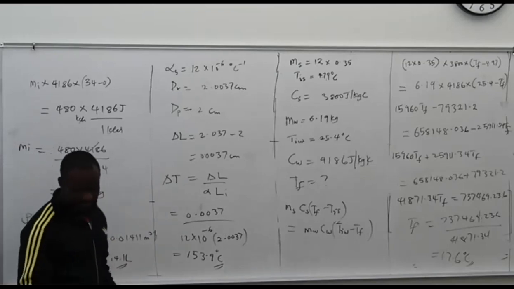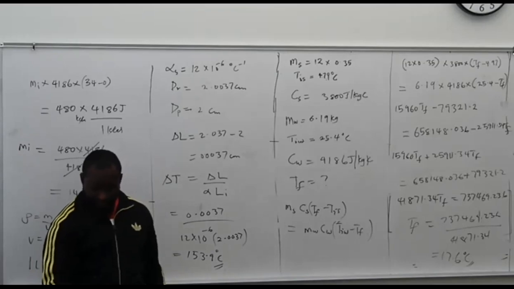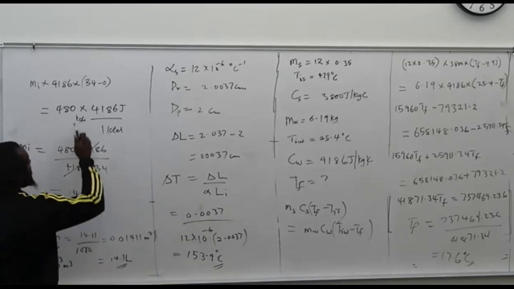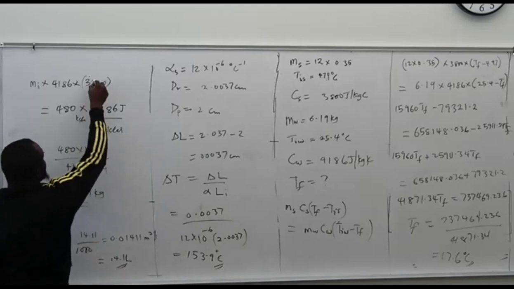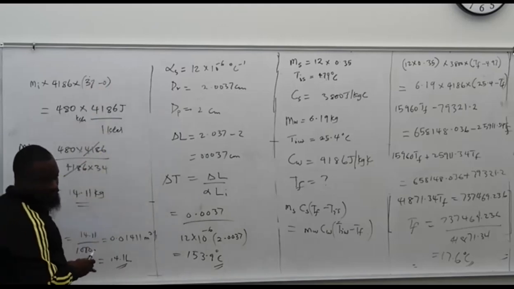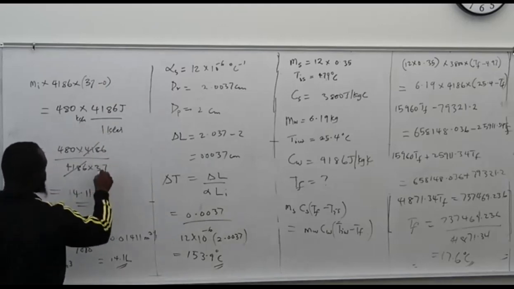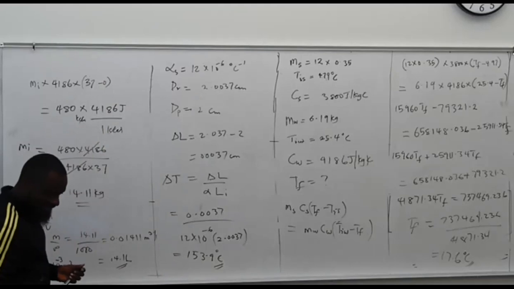14.1 liters. So let's see what they have. Oh, sorry, I'm using 34. They used 37. 37 degrees Celsius is what they use for normal body temperature, not 34. So this is 37. So 480 divided by 37.